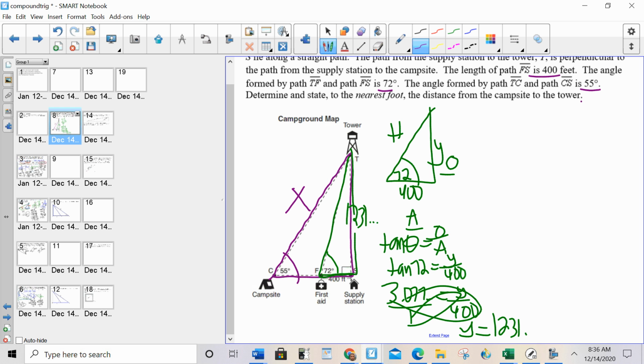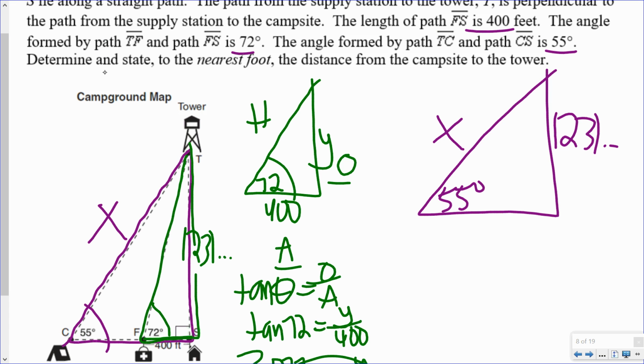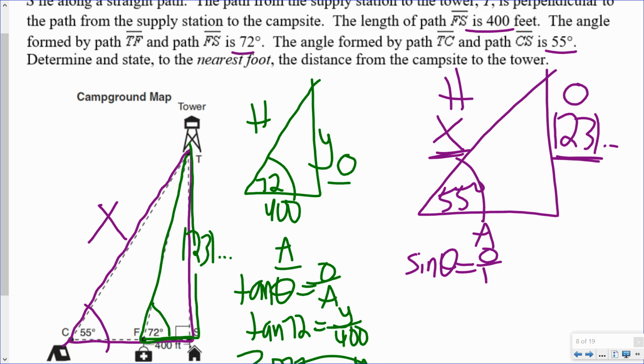Now that I have that, I have this angle is 55. I'm trying to find this, and now I know that this is 1231. So H, A, and O. Out of the A, the O, and the H, the O and the H are involved, so it's going to be sine. All right, I feel like we've seen only tangent, so it's good to see something different. Theta is 55, opposite is 1231, hypotenuse is x.